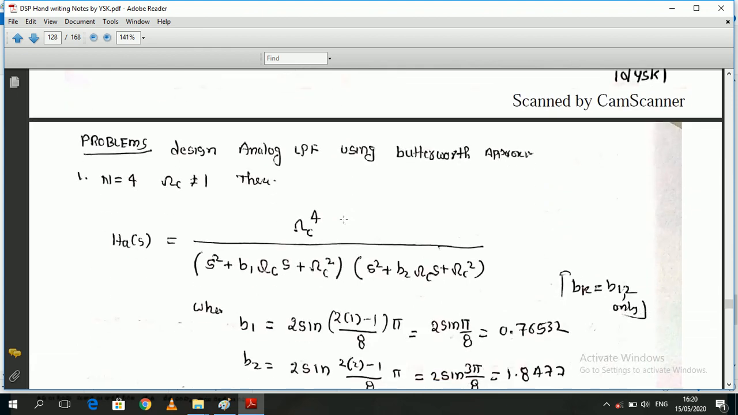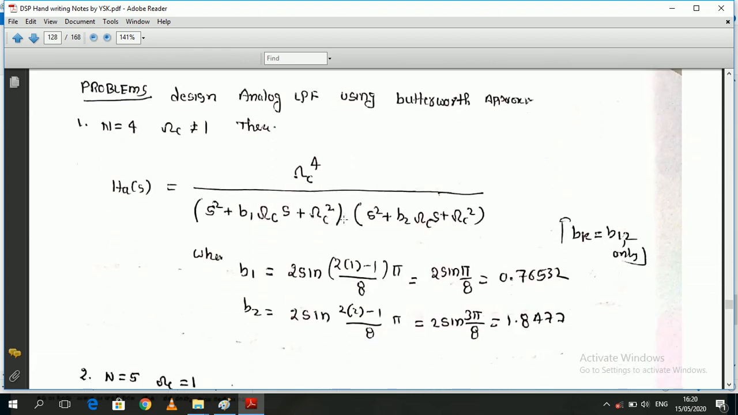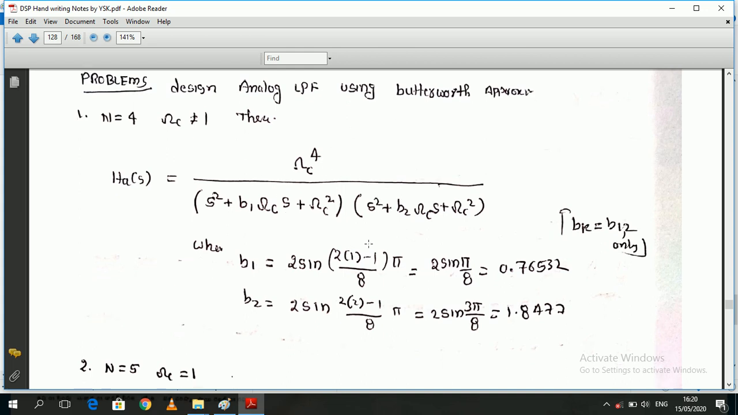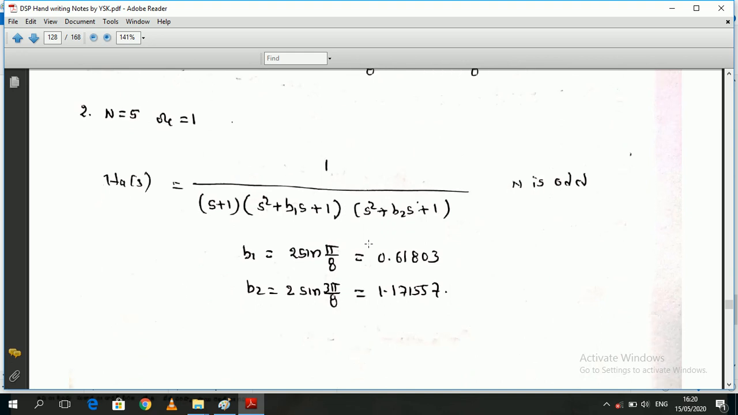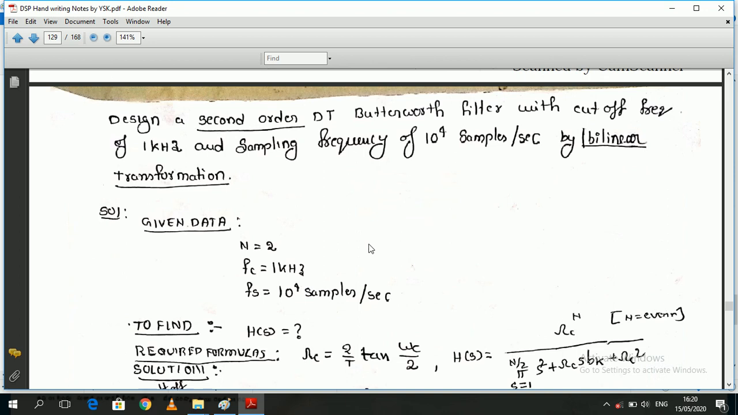Now this is the time to explain problems. Design of an analog low pass filter using Butterworth approximation. If n is equal to 4 and omega c not equal to 1, then this is the way to find it out. Another, if n equal to 5 and omega c equal to 1, then this is one of the formulas. So by observing these problems, you can easily understand the Butterworth approximation.